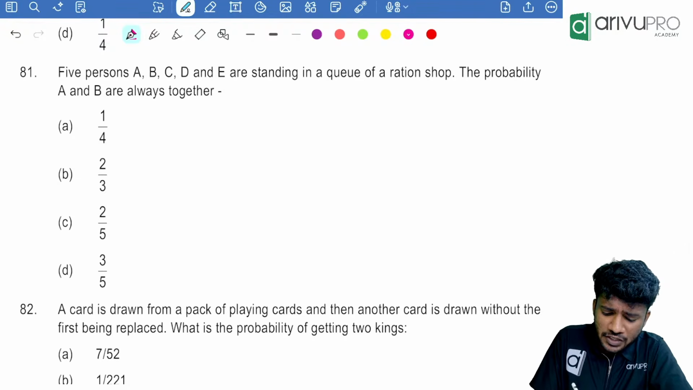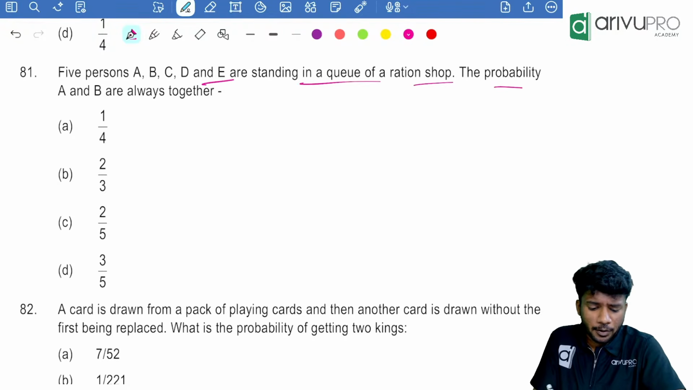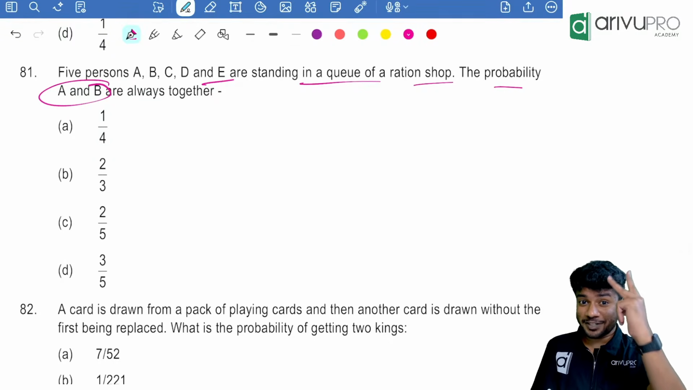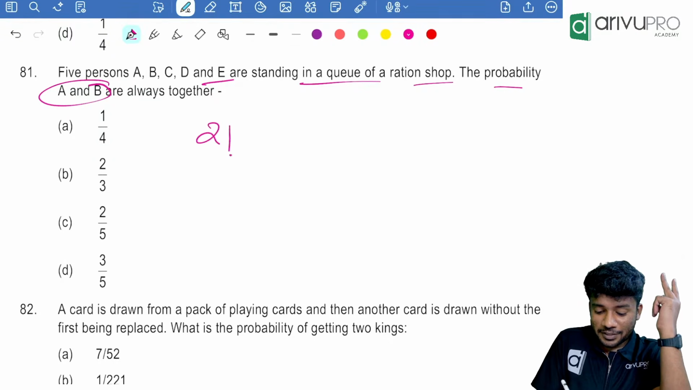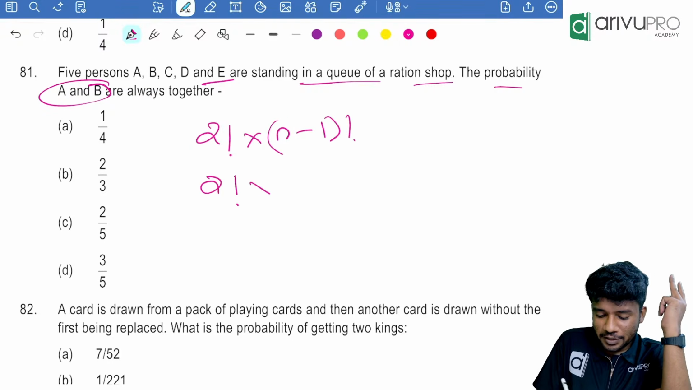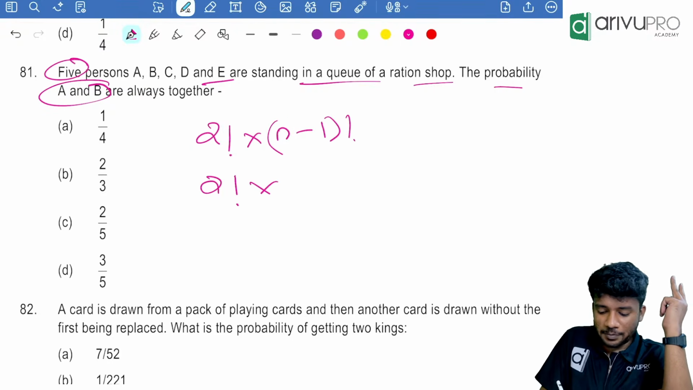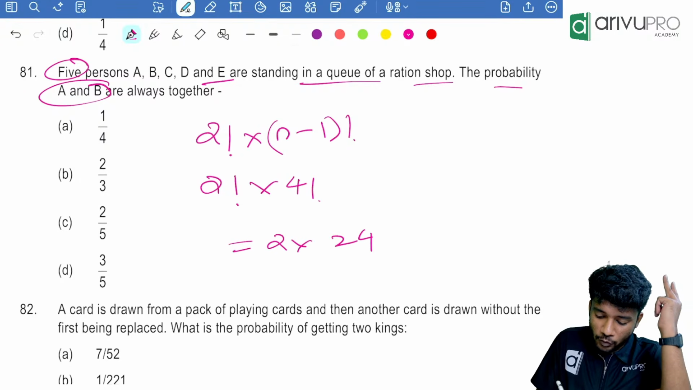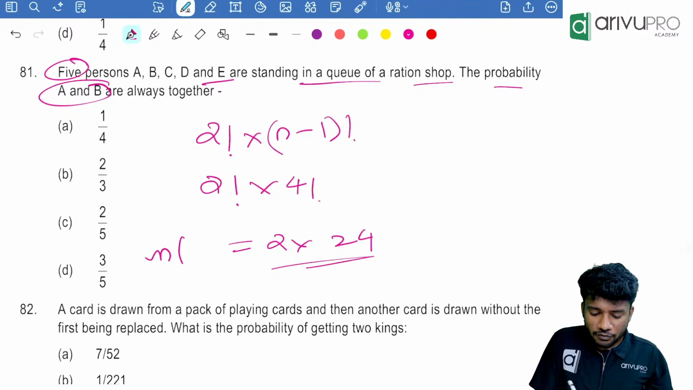A, B, C, D, E are standing in a queue in a row. Probability of A and B are always together. People, do you remember? When two things are always together, 2 factorial into n minus 1 factorial. So 2 factorial into, in total, how many people are there? 5. 5 minus 1 is how much? 4 factorial. That is 2 into 24. That is your n of A.